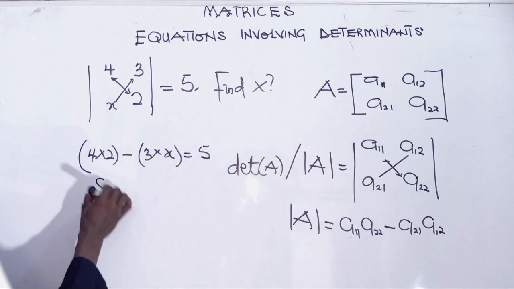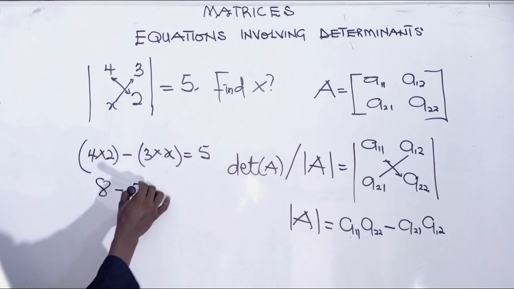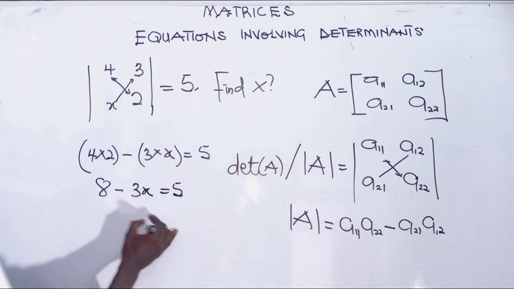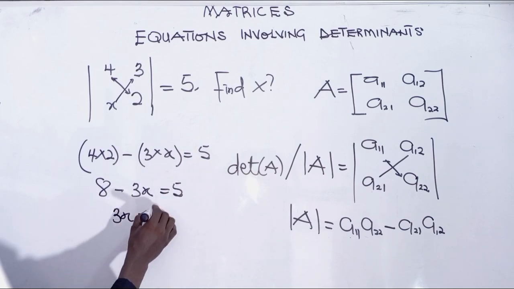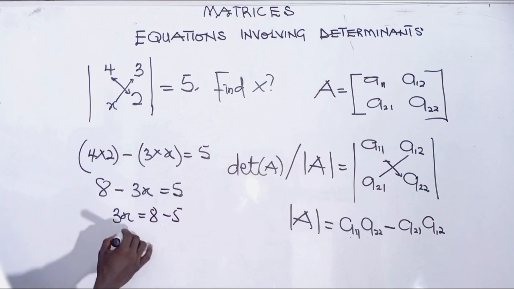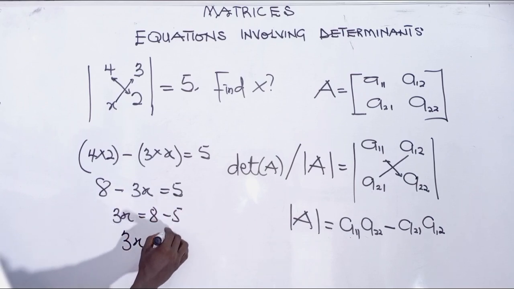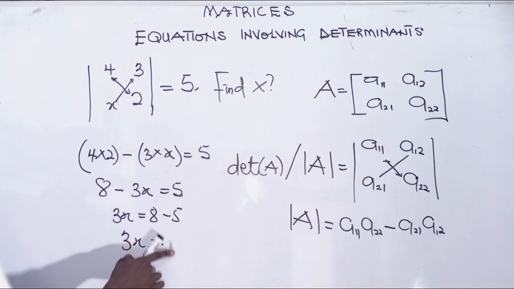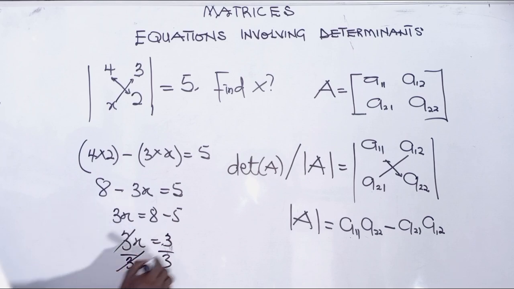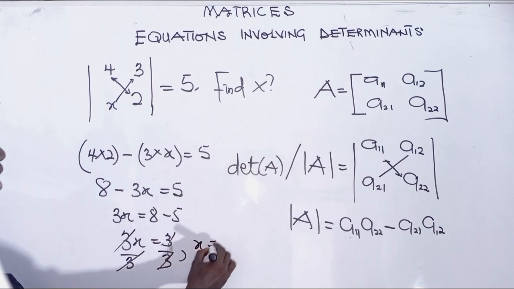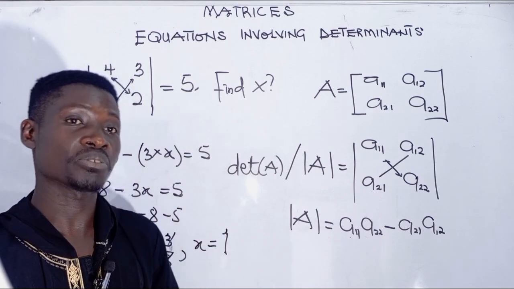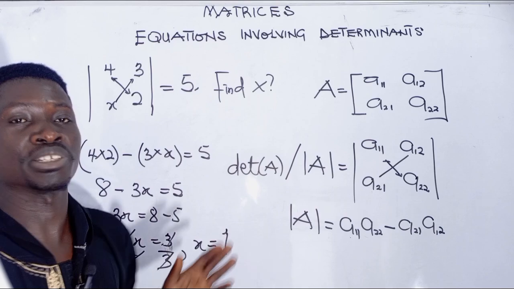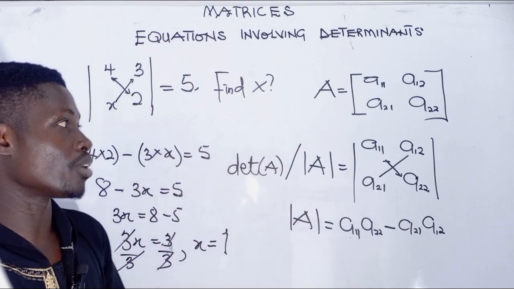This will give us 8 minus 3x is equal to 5. We are looking for x, so we have 3x is equal to 8 minus 5. So we have 3x is equal to what? 3. We are looking for x, so we divide both sides by 3, so that this and that will cancel. So our x is equal to 1. As easy as that. We just have to find the determinant of the matrix and equate it to the number. So let's look at more examples.